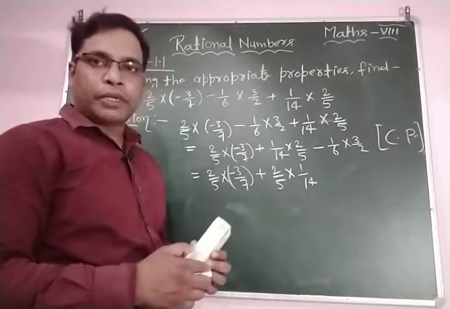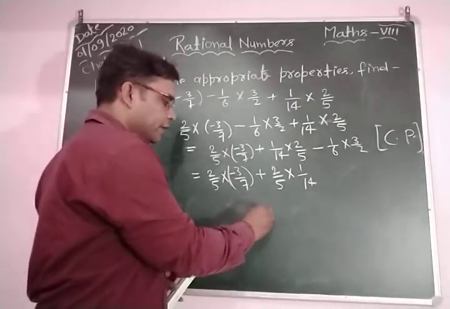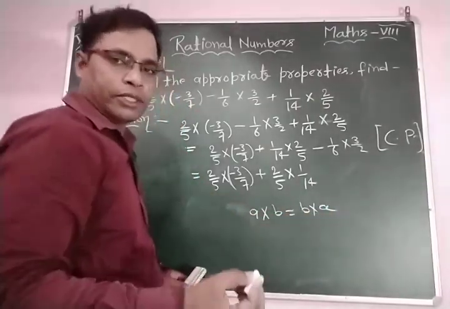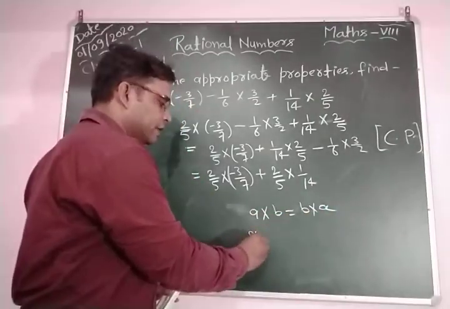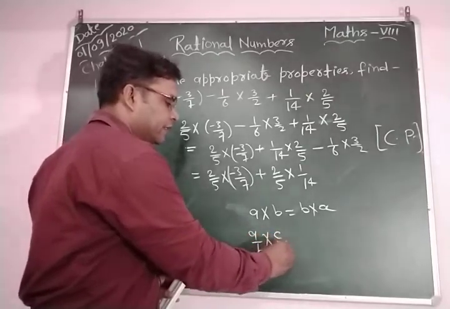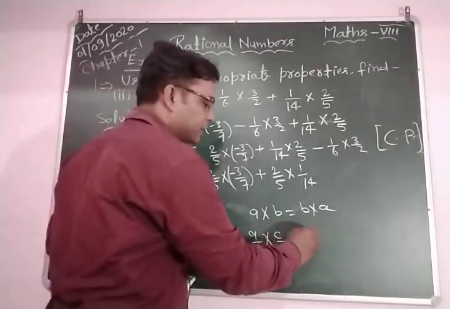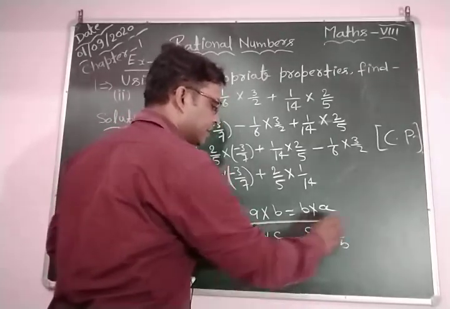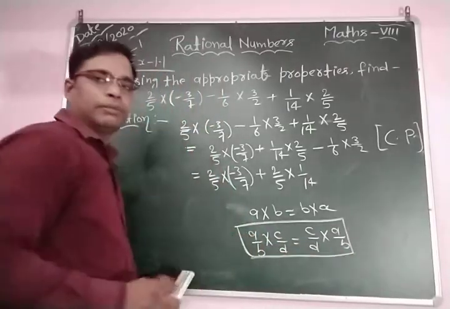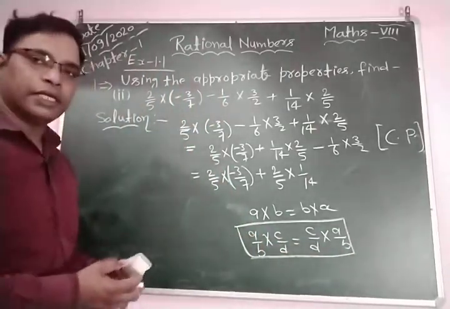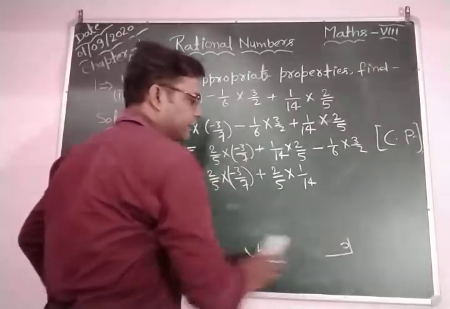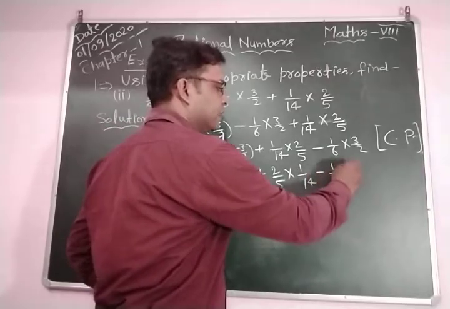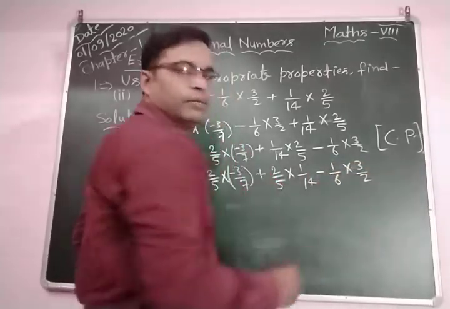What is the commutative property of multiplication? This is A into B equals B into A. In the case of rational numbers, A by B into C by D is equal to C by D into A by B. This is called the commutative property of rational numbers. And here we can write minus 1 by 6 into 3 by 2.